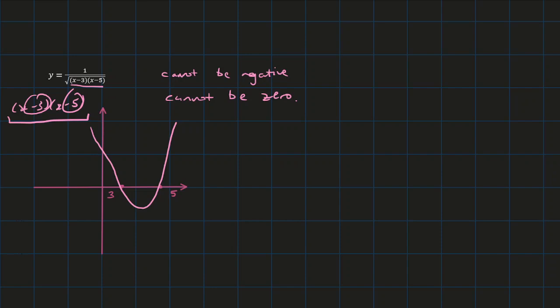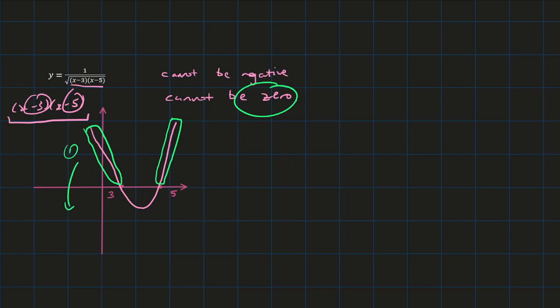So the only valid points are this part here, not including the x-intercept, because again, it cannot be 0, which is where our x-intercept lies. But it could also be this left-hand branch here. So these are the only two valid regions for our domain. Let's just look at one at a time.